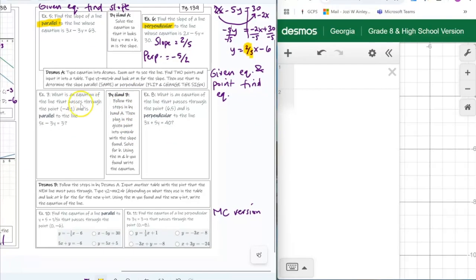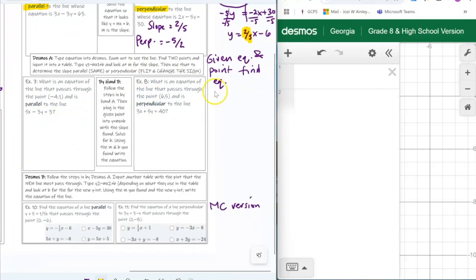All right, so let's look at an example. Since I did a perpendicular one, let me do a parallel one. This one is: you're given an equation and a point, find the equation. What is the equation of the line that passes through this point and is parallel, which means the slopes are exactly the same, to this line?